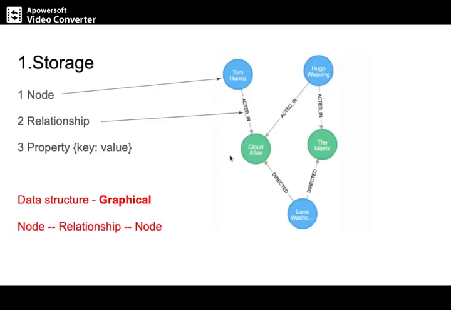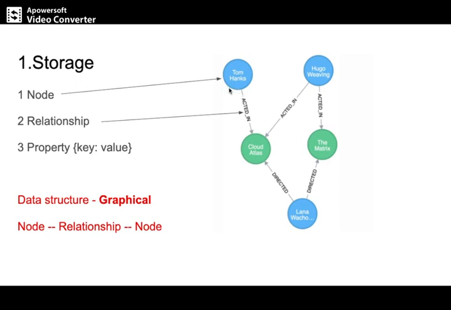Now let's talk about the storage of neo4j. There are three basic elements in neo4j's graphical structure: node, relationship, and property. They correspond to vertex, edge, and the information on them. Here on the right is an example of neo4j's graphical structure. We can see two nodes here and a relation between them.